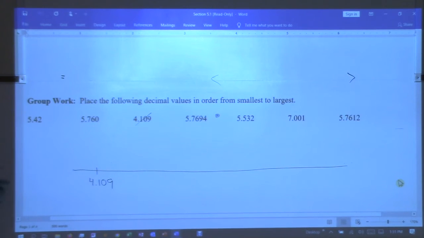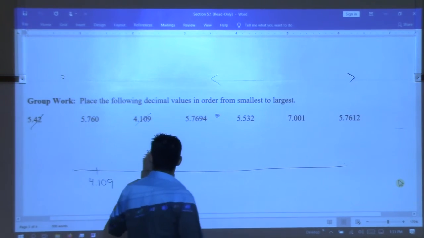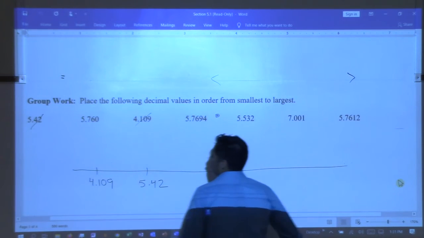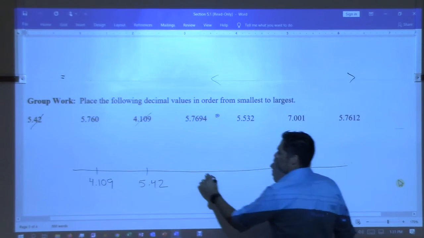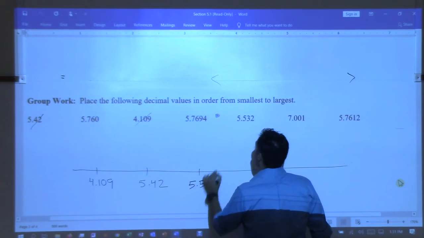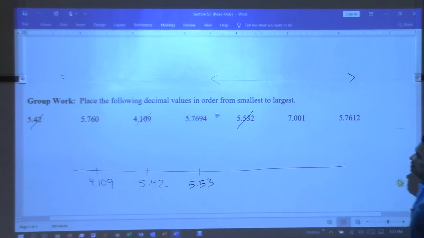Okay, let's move on. Someone else? Not all at one time, please. Raise your hand. What's that? 5.42. Do we all agree that this is the next one? Yes, okay. Okay, who's got the next one? 5.532. Good. How about the next one?